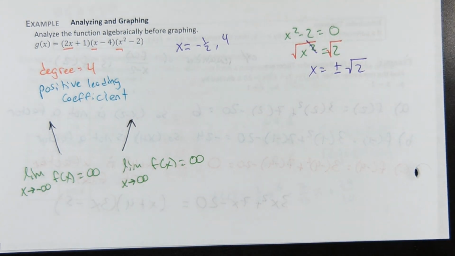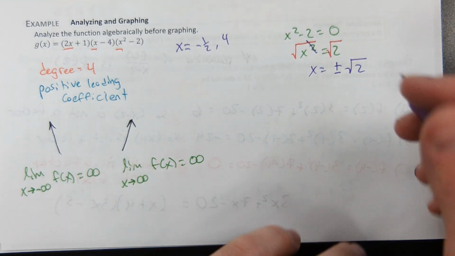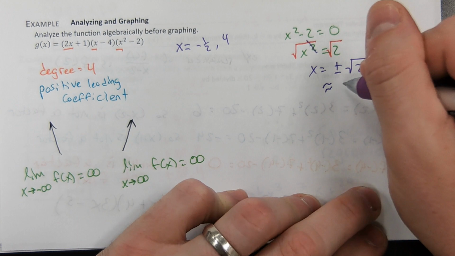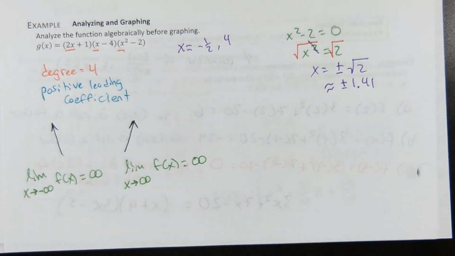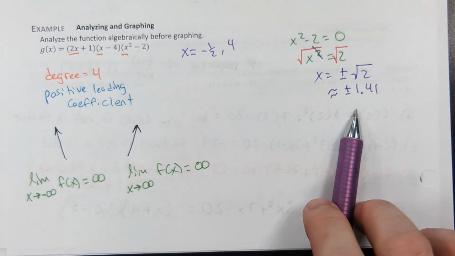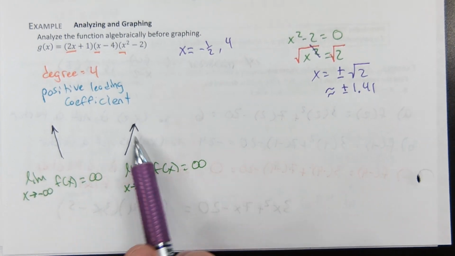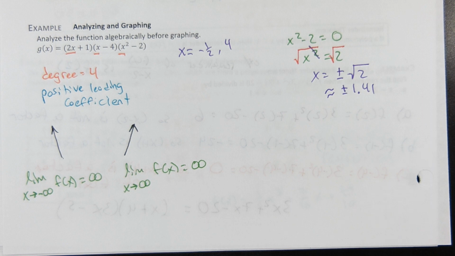You would grab a calculator so you could estimate that number, but it's about 1.41. So we have about positive and negative 1.41-ish. I don't know what it is to 3 decimals. I know what it is to 2 decimals. So we have our 4 solutions. We have our end behavior. That's good enough to graph.